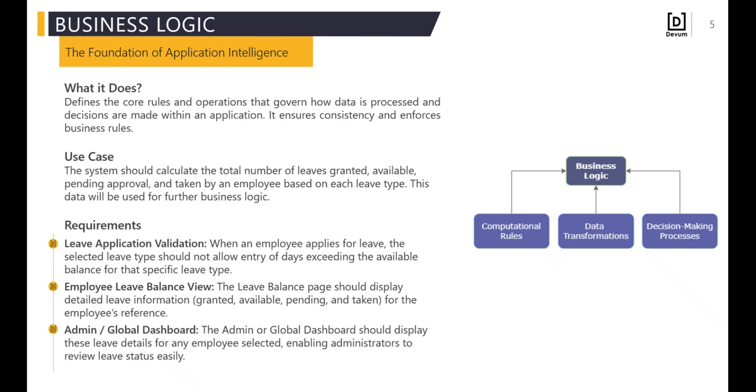Behind the scenes, business logic is constantly calculating how many leaves an employee has been granted, what's available, what's pending, and what's already taken. And all of those numbers shape how the system responds next. It even steps in during a leave request, stopping employees from applying for more days than they have, showing them a clear snapshot of their balance, and giving admins a quick, insightful dashboard to review anyone's leave status. In short, business logic is what transforms your application from just functional to smart.